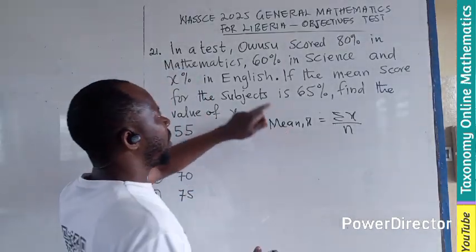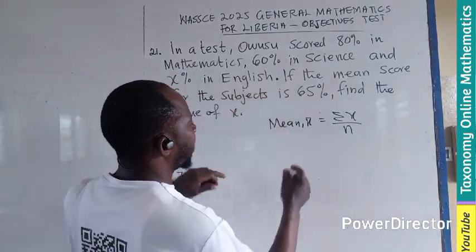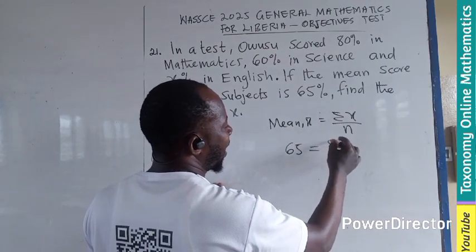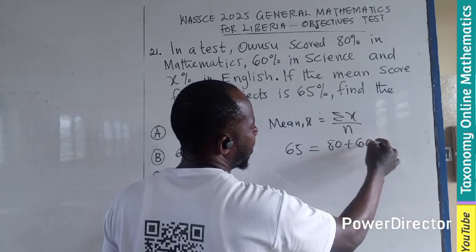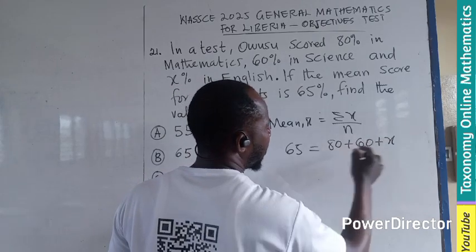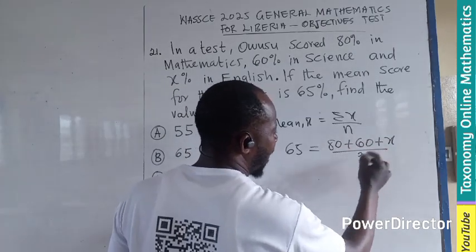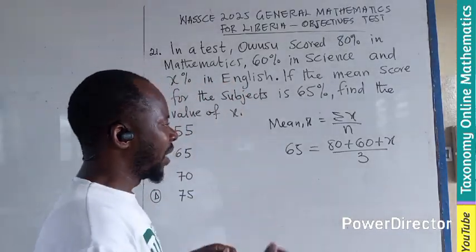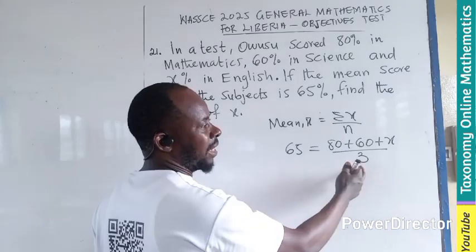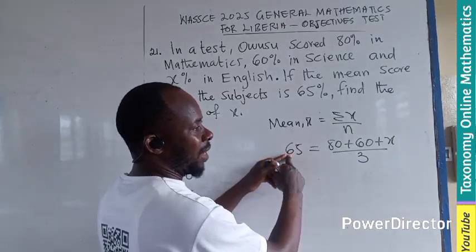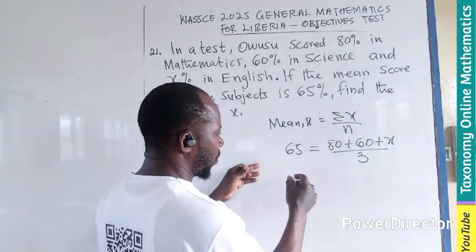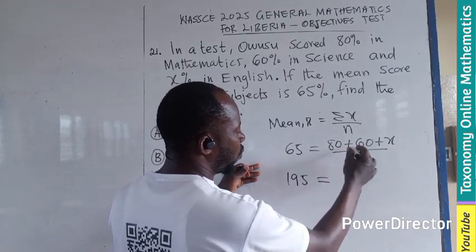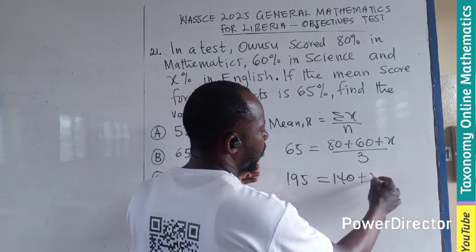So in this case, the mean score is 65 equals the summation of the 80 plus the 60 plus the X, divided by the number of items we have. In this case, the number of subjects involved. So here, we are going to multiply by the 3. So if 3 is multiplied here, we have 195 equals 140 plus what?